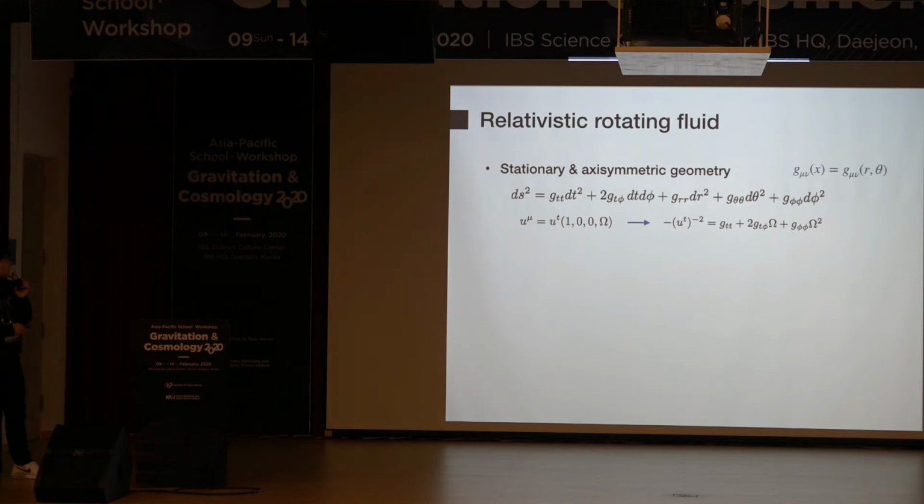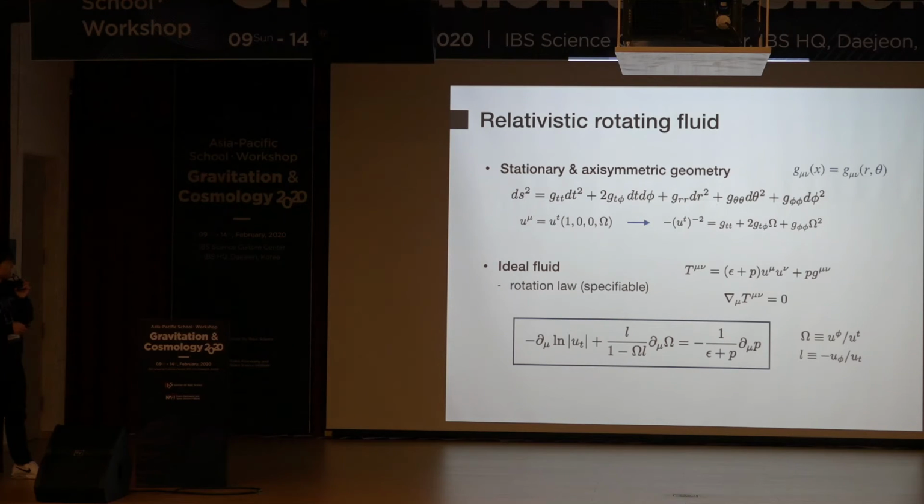And the velocity of the fluid orbiting in a circular motion around the rotation axis becomes like this. If you assume an ideal fluid and specify the appropriate rotation law, you can write the relativistic Euler equation in this form. And this equation becomes integrable if we specify these two conditions, which we will assume.